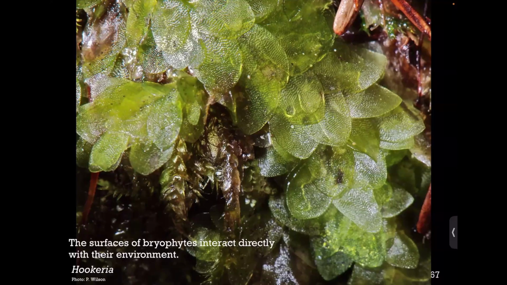And then here's a picture where I'm trying to capture the idea that the surfaces of the bryophytes interact directly with the film of water that's on them. So this was just taken with my camera, the same as most of the rest of the pictures, but you can see the individual cells in Hookeria lucens. And I think it kind of captures the whole idea here. There's not a waxy surface that's covering the leaf like it would be in a pine tree.